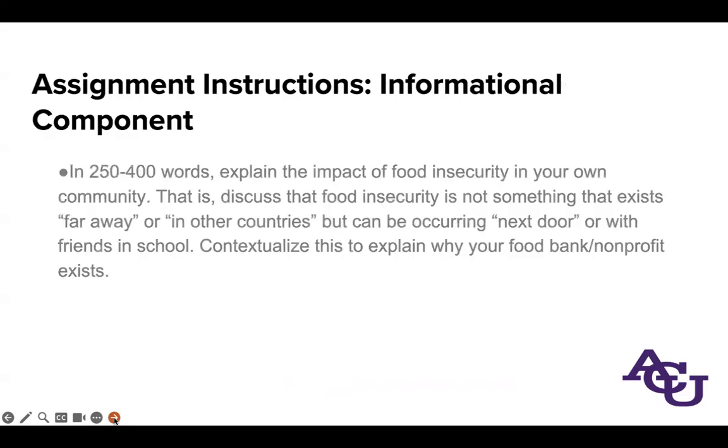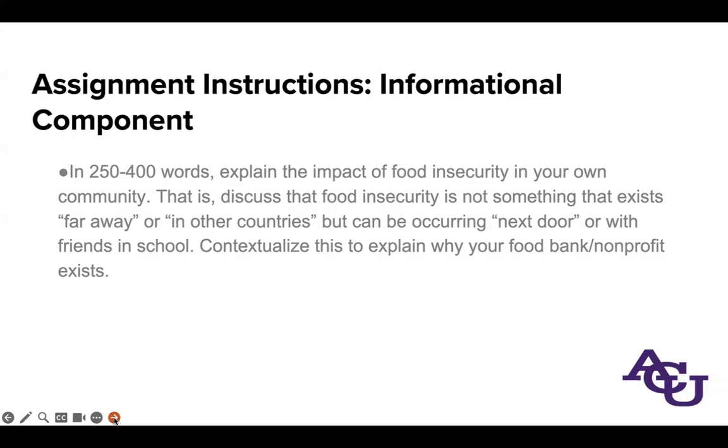Now, let's move on to the informational component. You've got a base of 250 to 400 words to work within to explain the impact of food insecurity in your own community. Okay. So you've got to discuss that food insecurity isn't something that's just far away. Those poor people in that other country, Lord, help them get it together. No, you're talking about what's happening within your own community, next door, or even with friends in school.